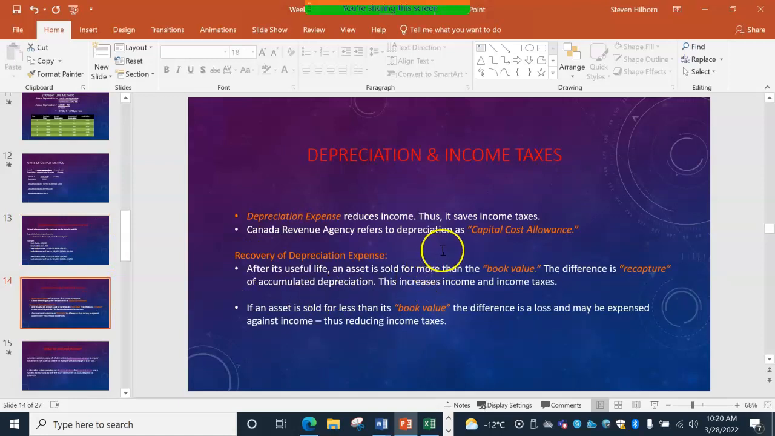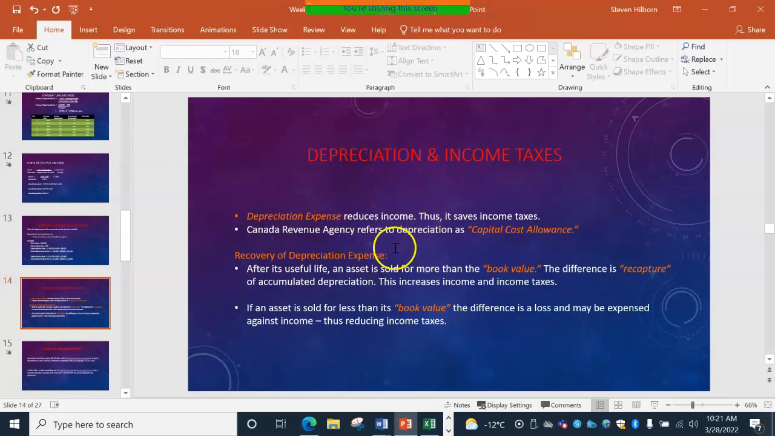Depreciation expense also reduces income. So when we looked at our cash flow, we were doing that. We were reducing our income on our income statements, and we're adding it back into our cash flow because it's actually not an expense. We don't pay depreciation expense to someone and they take it from us. We just reduce our income because we assume that this is coming off of our assets.